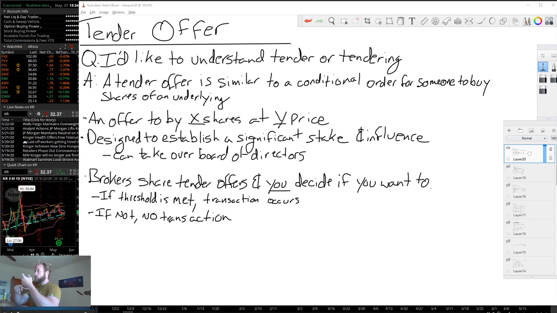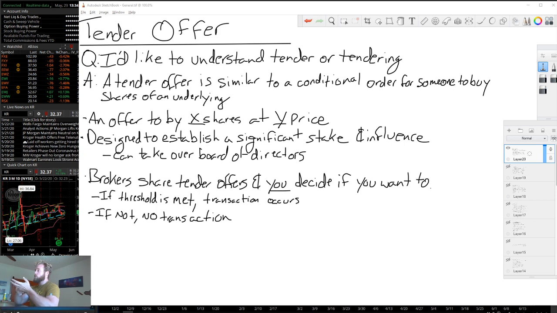Do you not? Those who say, I will sell at that price, a transaction doesn't happen immediately. What happens is they need to get enough responses from people who commit to sell their shares at that price. And then once they hit that 80% threshold, the transaction will occur. If it does not meet that 80% threshold or whatever threshold they set, then there's no transaction. So that's what a tender offer is.